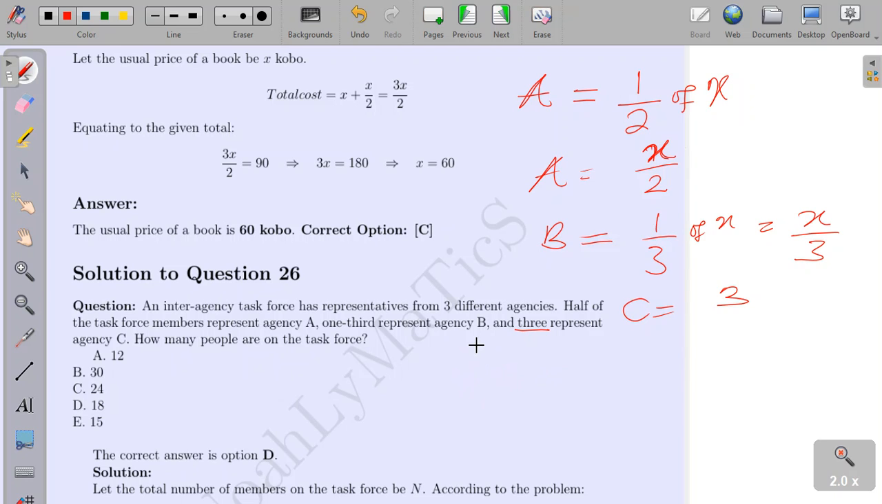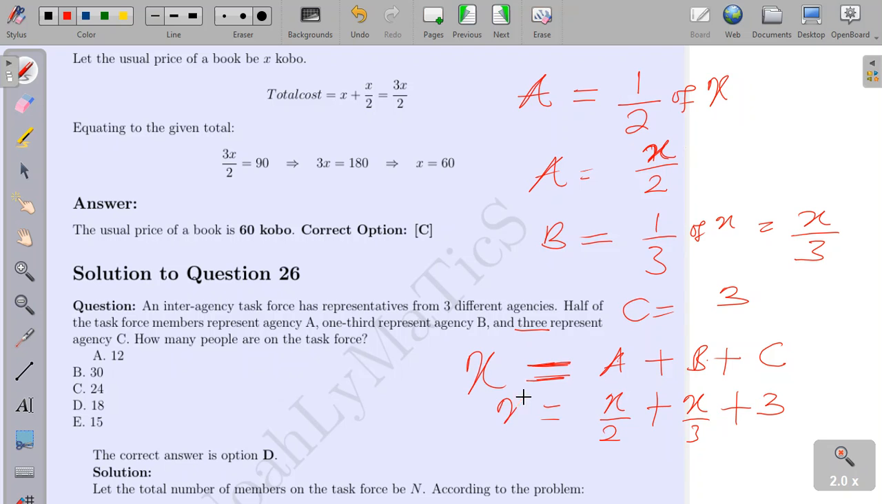So the total number of task force members that I have equals, this task force comprises 3 different agencies: agency A, agency B, agency C. For agency A, what do we have there? x over 2. For agency B, what do we have? x over 3. For agency C, what do we have? Just 3 alone, 3 over 1. Still equals x. So how can you solve this out?